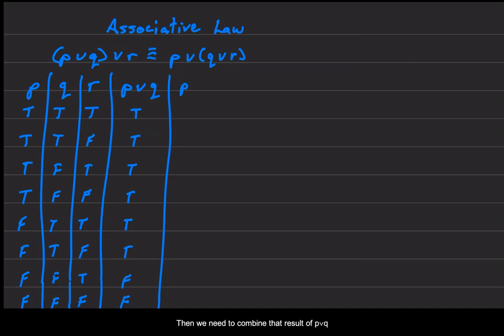Then we need to combine that result, the P or Q result, with or R. And that's our next column. So now we're comparing this one and this one. And that will give me true or true is true. False or true is true. True or true is true. False or true is true. True or true is true. False or true is true. True or false is true. False or false is false.